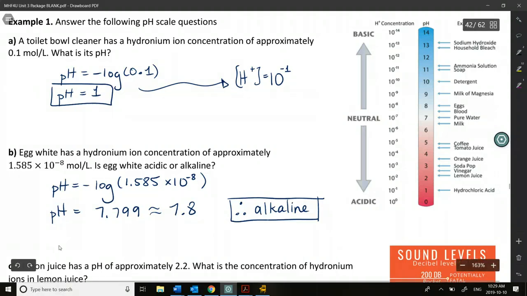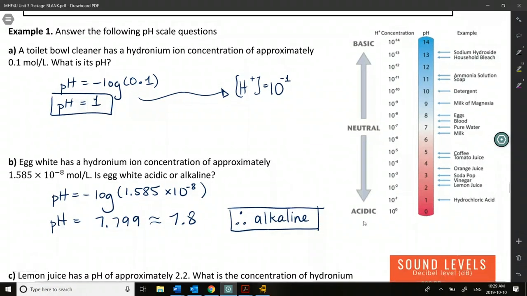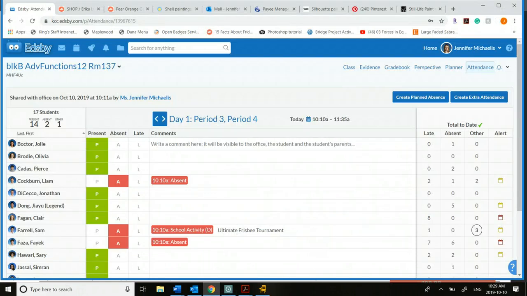Where would alcohol be on this chart? Basic or is it? Good question. I don't know. Google knows.